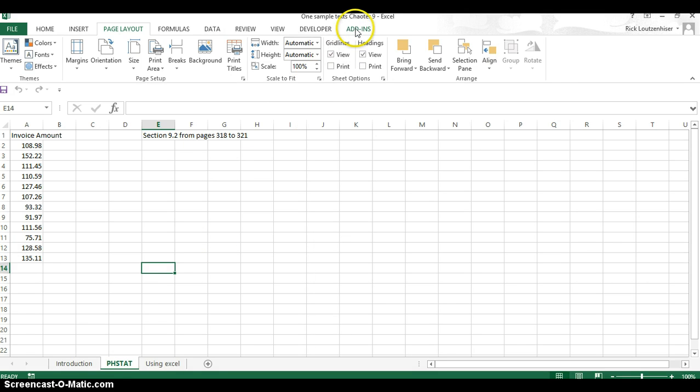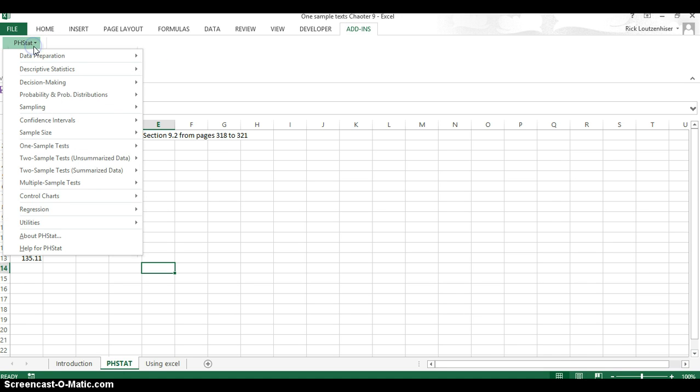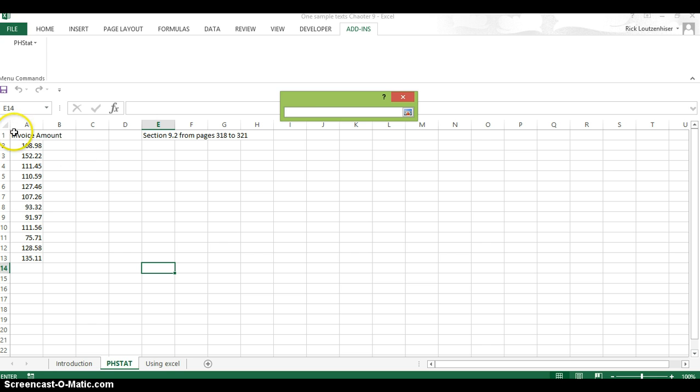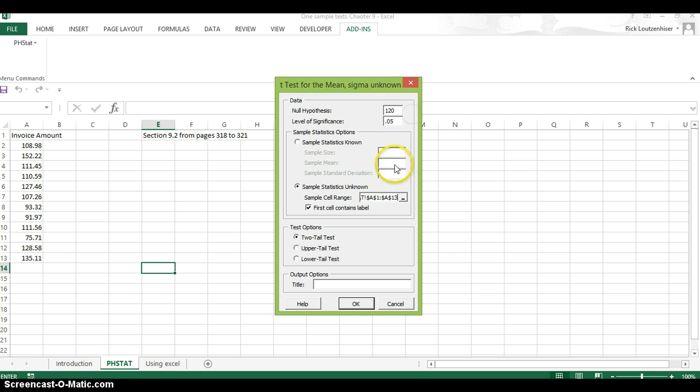Okay, so we go to our add-ins, go to PHStat, and we go down to one sample test, the t-test for the sigma unknown. By the way, our data comes from the Excel data sheets. It's called invoices if you look at that information on those pages. The null hypothesis is 120. The level of significance they chose is a 95% confidence level, so the level of significance is 0.05. Let's get it from the samples. We go here and highlight this, and we push the button.